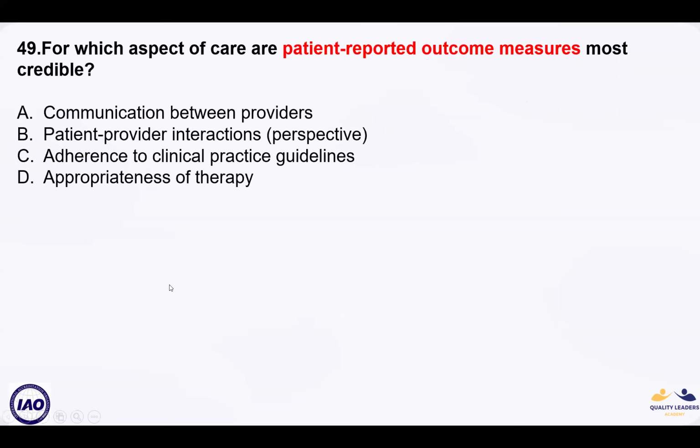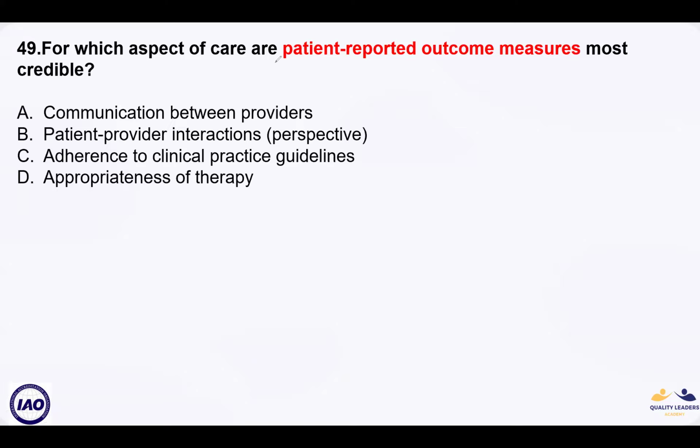Now, coming to question number 49. For which aspect of care are patient reported outcome measures most credible? All right. Here it's asking, PROMs measure what patients themselves report. For which aspect of care is the patient the most reliable, uniquely qualified reporter? So here again, we are supposed to know that this is a perspective characteristic, a perspective domain from the patient's side.